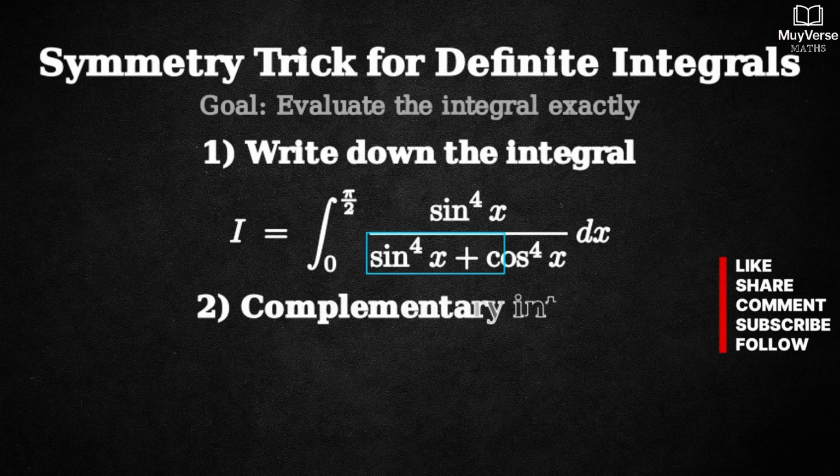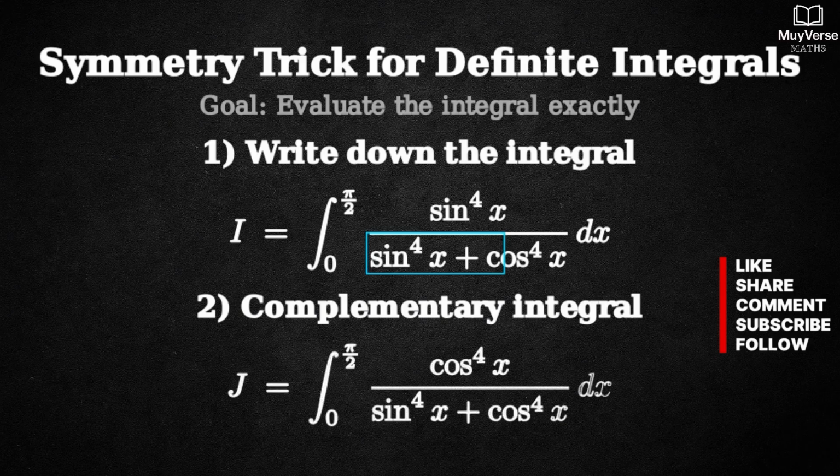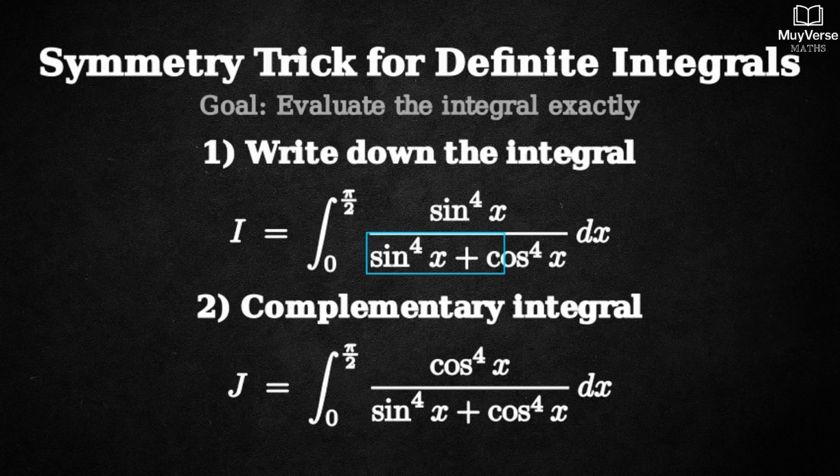Step 2. Introduce the complementary integral J. J equals the integral from 0 to pi over 2 of cosine to the fourth of x over the same denominator, sine to the fourth of x plus cosine to the fourth of x dx. Notice the denominators in I and J are identical. We'll box them to keep that visual cue.